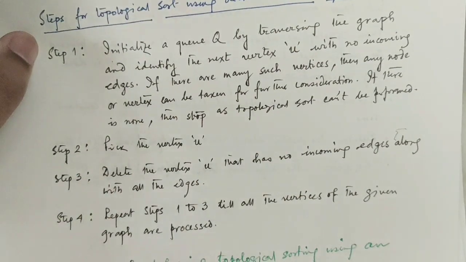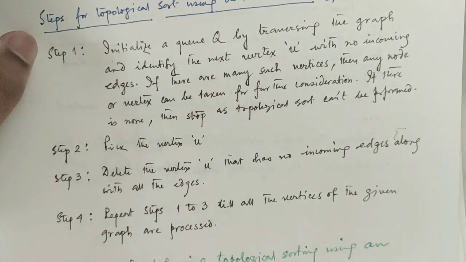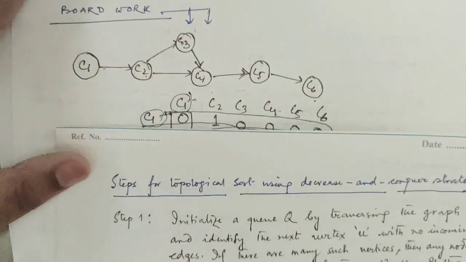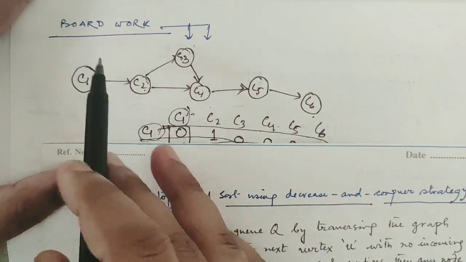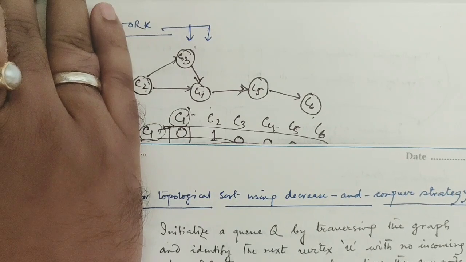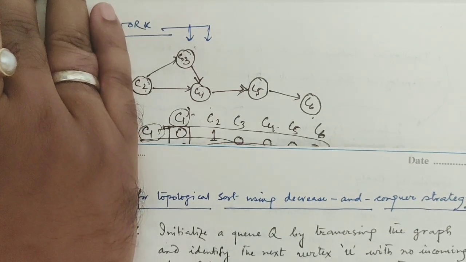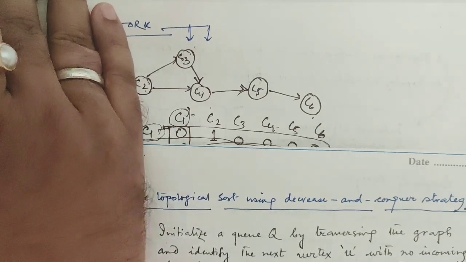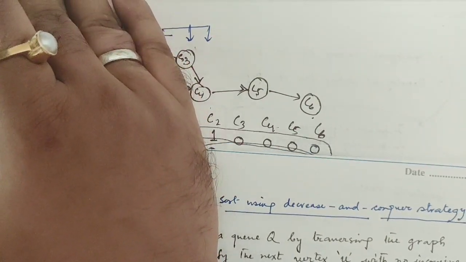Till all the vertices of the given graph are processed. Okay, so that I mentioned here also. First C1 is the candidate, remove it. Then identify the remaining graph, where C2 is the only candidate that has no incoming edge. So C2 along with its outgoing edges is removed.